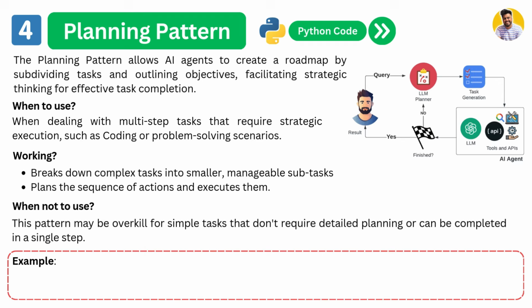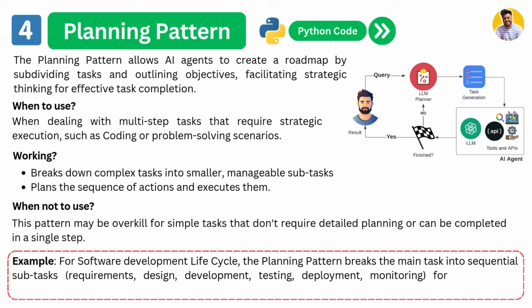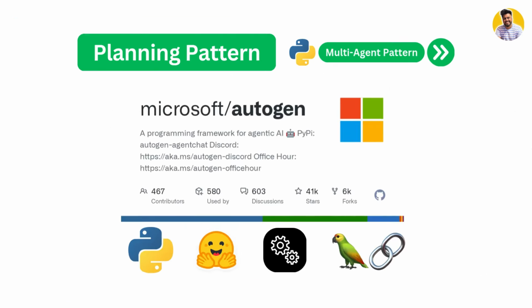The best example for this pattern is the software development lifecycle. The planning pattern breaks down the main task into sequential subtasks like requirements, design, development, testing, deployment, and then monitoring as well, for successful software development and problem solving. Okay, so now let's implement it using Python and the Autogen Agentic AI framework.